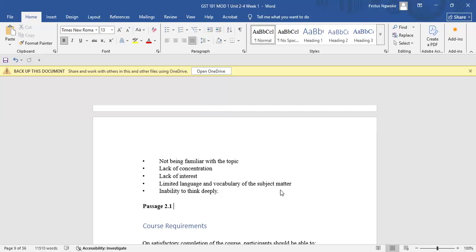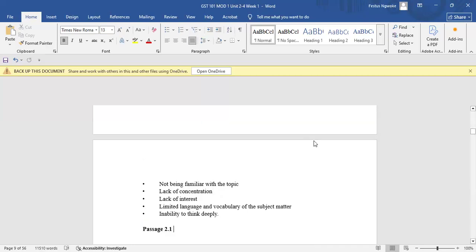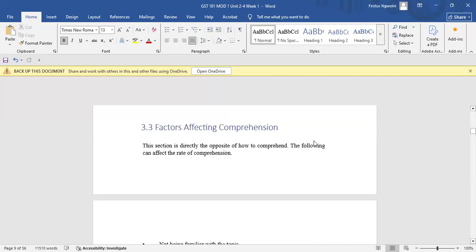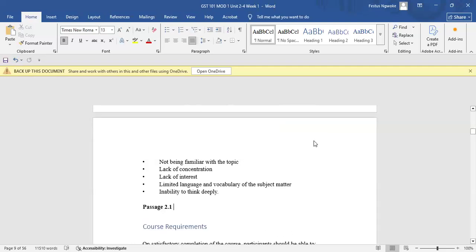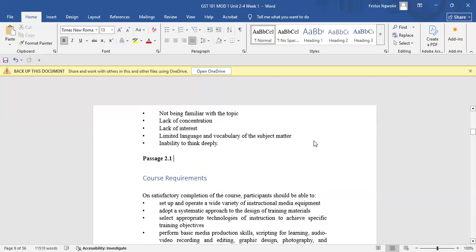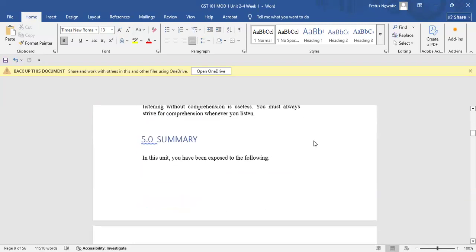So as we are talking about factors that affect our rate of comprehension, these are part of it. If we do not think along with the speaker, we will not be able to comprehend. Our rate of comprehension will be very poor. So let's move to the next unit before our time elapses.